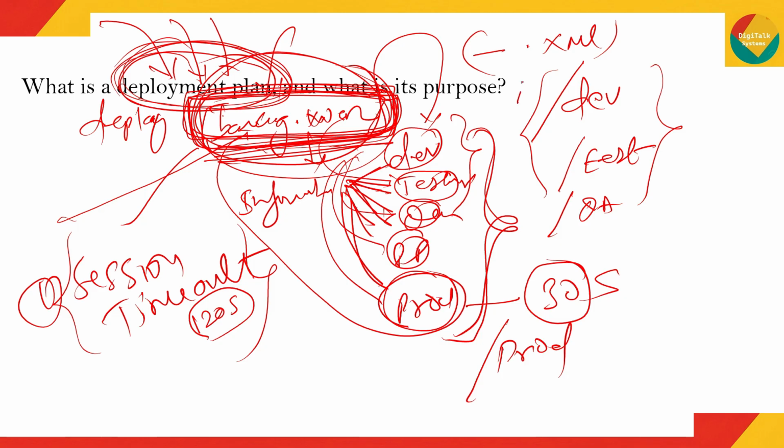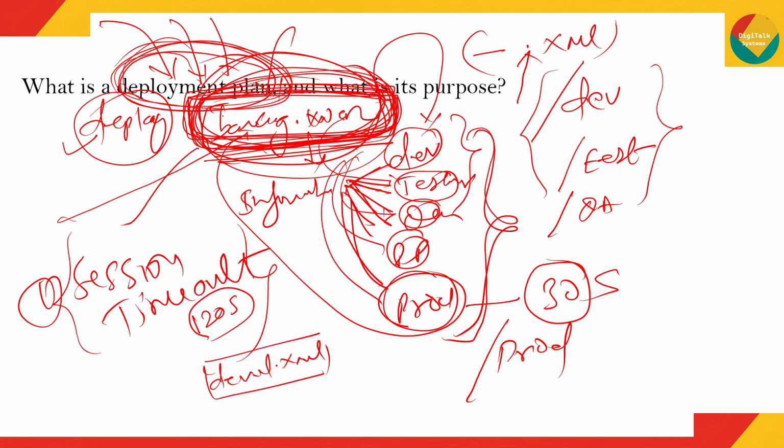Okay, and you can define these values in the XML file. And when you deploy your application, you can specify a deployment file. For example, my application is banking.war, and I have created a deployment file with the name of development.xml. So this is my deployment file for my development environment. Similarly, for the testing environment, I may have testing.xml as my deployment file.